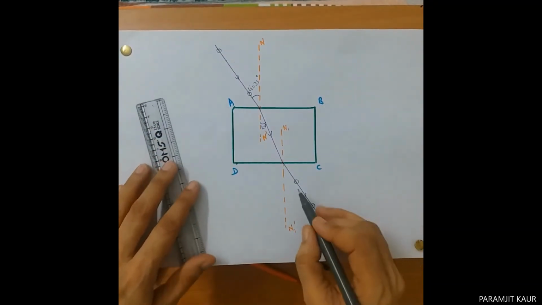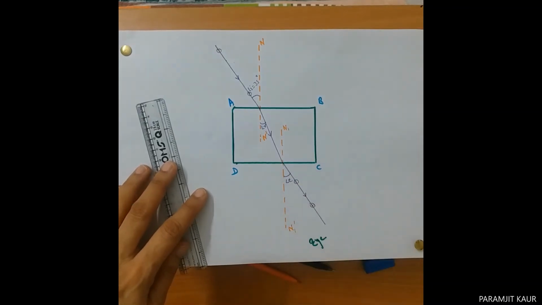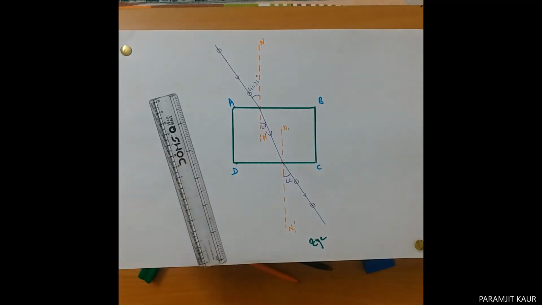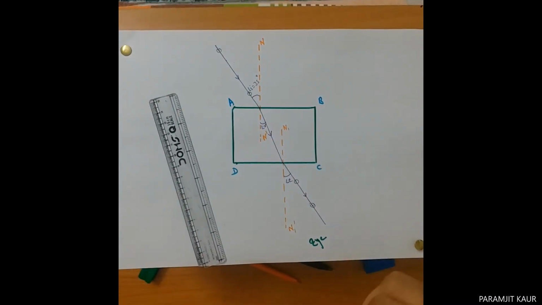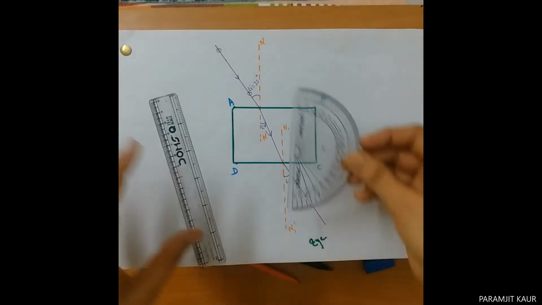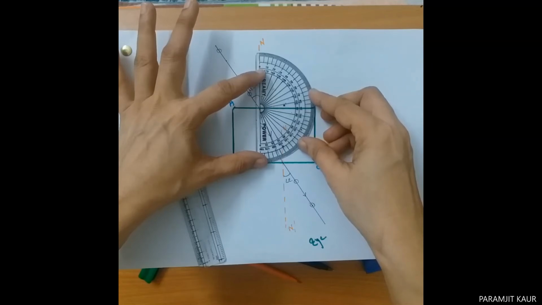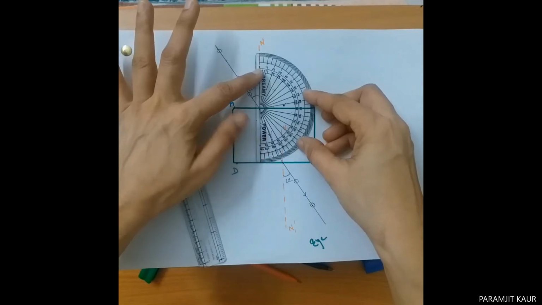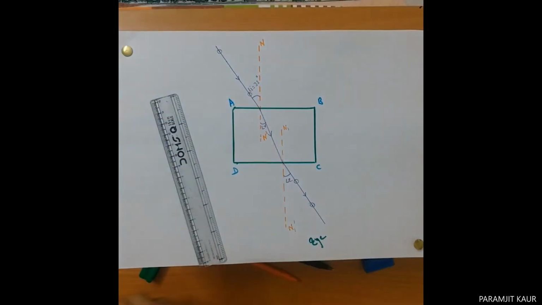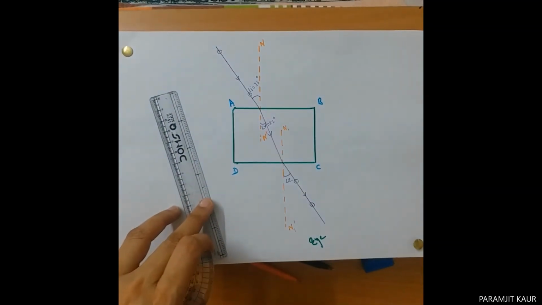And the angle that the emergent ray makes with the normal is called the angle of emergence. Now, as per the experiment, I need to measure both the angles, that is the angle of refraction and the angle of emergence. So for that, I will use the protractor. I'll place the protractor on the normal. When I place it on the normal, I get the angle of refraction to be about 22 degrees. So I'll label it here as r is equal to 22 degrees.